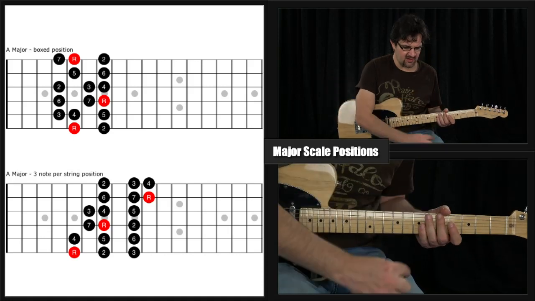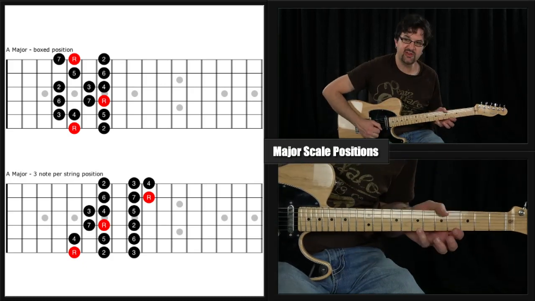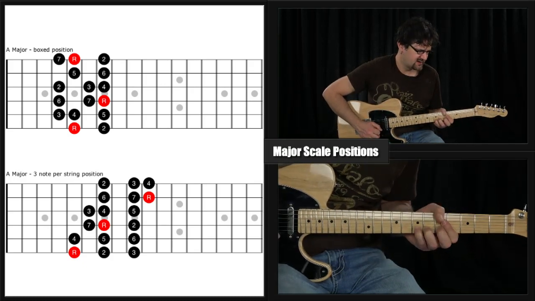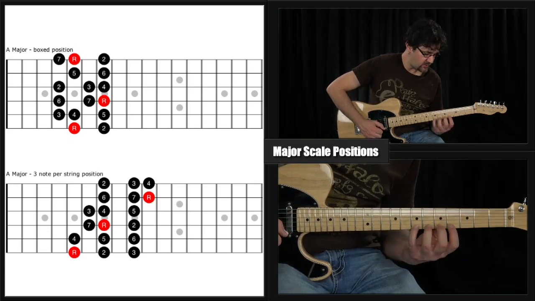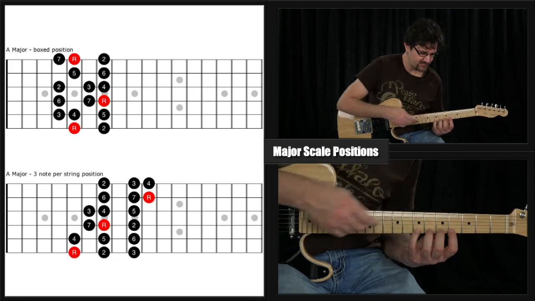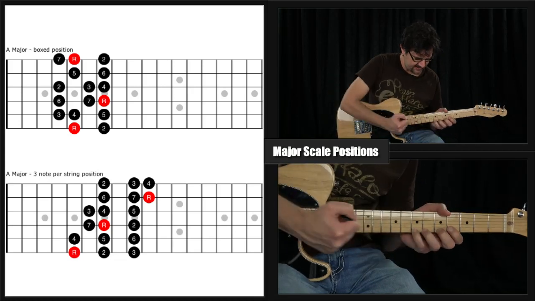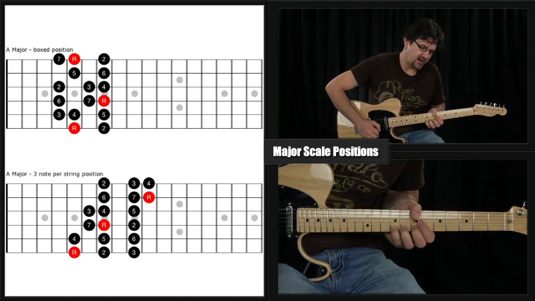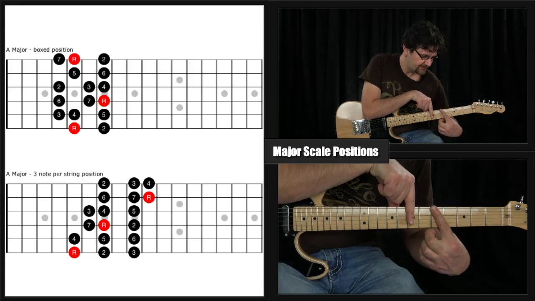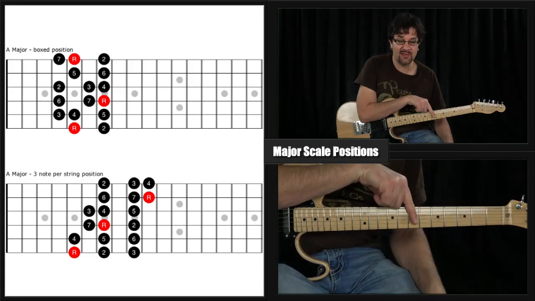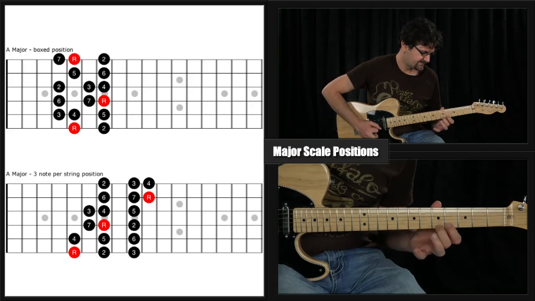Notice that if I play all that scale, the box position, the very last note that I have is the major second. Why? Because the major third would require me to move my hand, to extend my hand into another area of the fretboard, and that's no longer a boxed position.